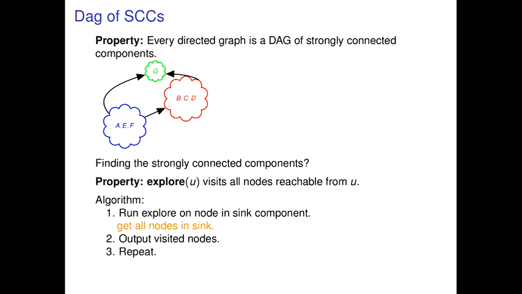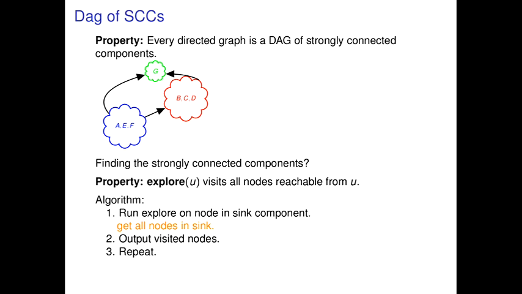Let's say I did something else. Say I ran Explore on a node in the blue thing. I could discover the whole graph. I didn't find a connected component. But if I run Explore on a node in the sink component, what I explore are the nodes in the sink component. And then I can output them. I say this is a component, because it's in the sink component, and I got everything in it.